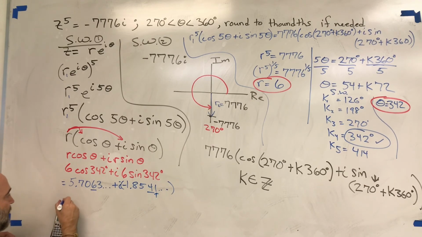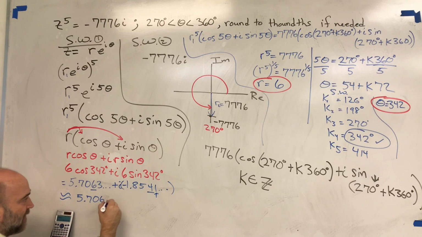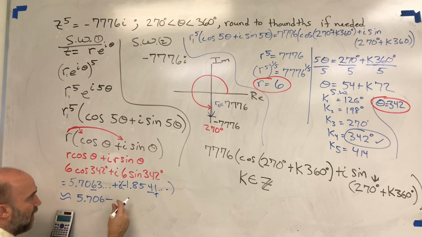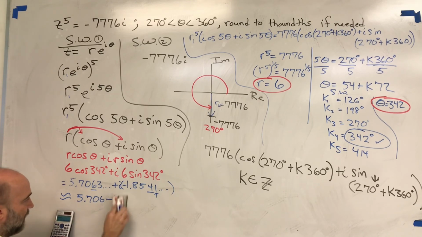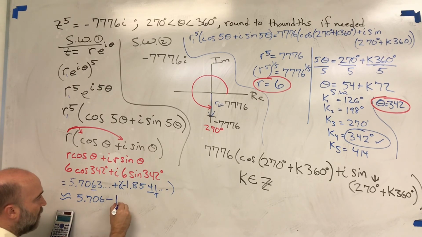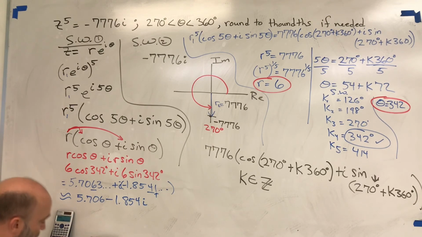So all of this turns into, I'm rounding, 5.706. That minus sign makes that minus. I'll put my i in front so it doesn't get in the way too much. Oh, I like it better at the end for this rectangular. 5.706 minus 1.854i. And that looks done.